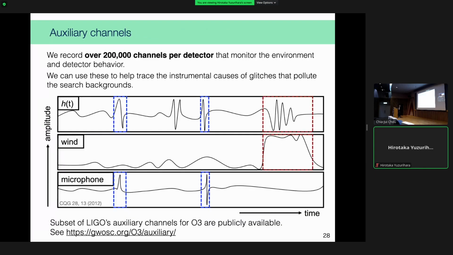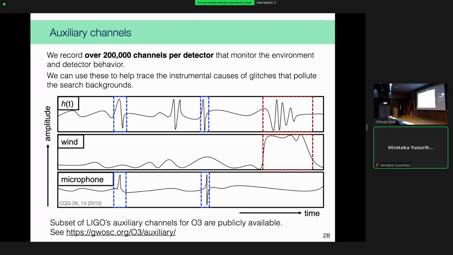So next is auxiliary channels. Usually we record over 200,000 channels per detector that monitor the environment and detector behavior. We can use these to help trace the instrumental cause of glitches that pollute the search backgrounds. This plot is one example. The x-axis is time, and the y-axis is amplitude. From the top: strain data, wind speed sensor, and microphone.